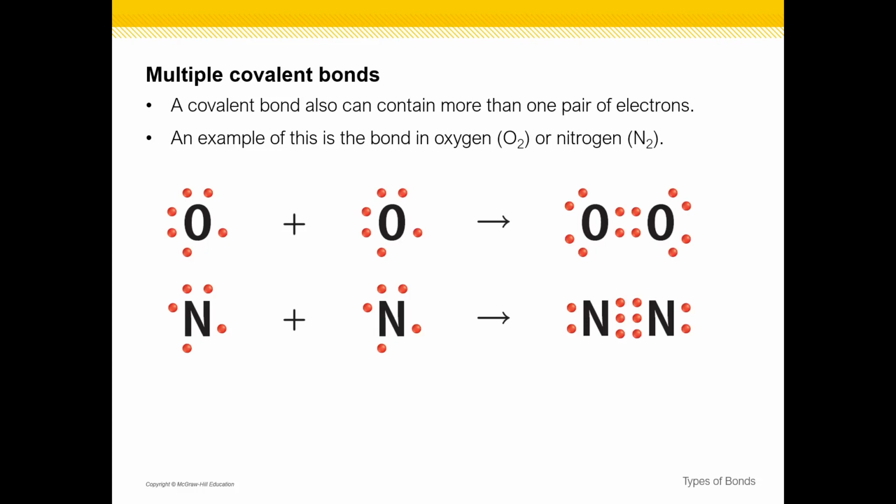If you look at the same example with nitrogen, nitrogen starts off with 5, it needs 3 more. Well, sharing 1 or 2 is not enough. It has to share 3 different electrons with another nitrogen to create what we call a triple bond. The more covalent bonding you have, the stronger the bond system will be. So a single covalent bond is the weakest of all the covalent bonds. A double covalent bond is stronger, and then a triple covalent bond is stronger yet.